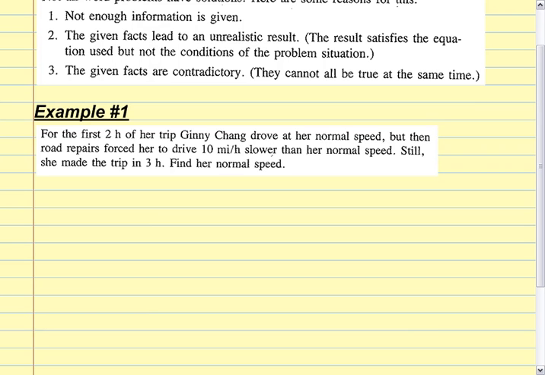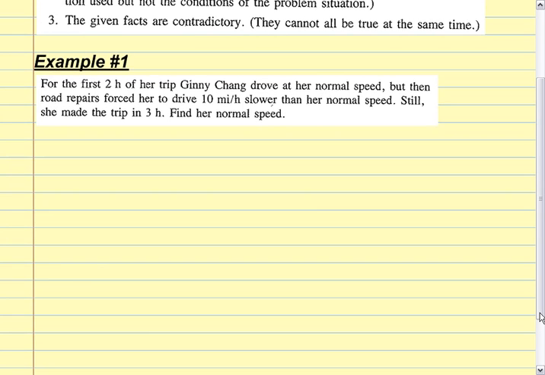It says, for the first 2 hours of her trip, Jenny Chang drove her normal speed, but then road repairs forced her to drive 10 miles per hour slower than her normal speed. Still, she made the trip in 3 hours. Find her normal speed. Well, this is like section 4.8, right?